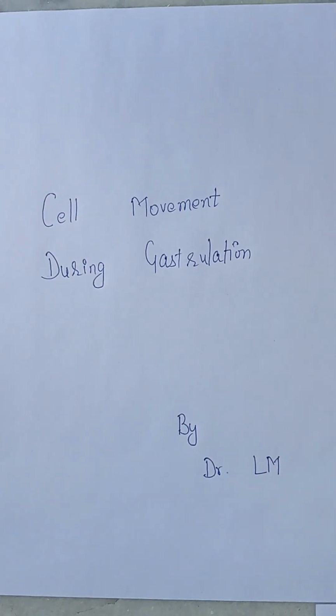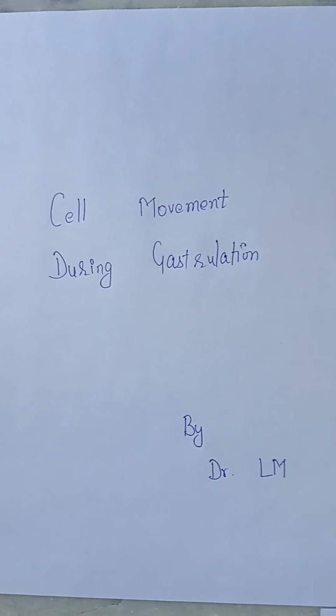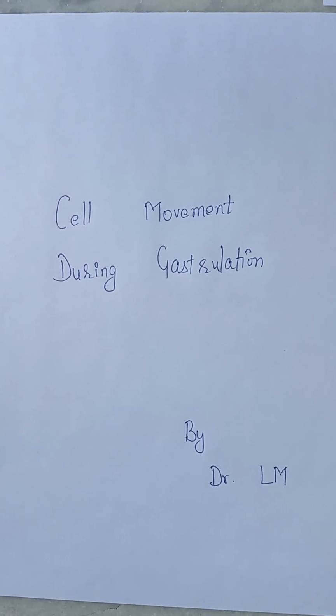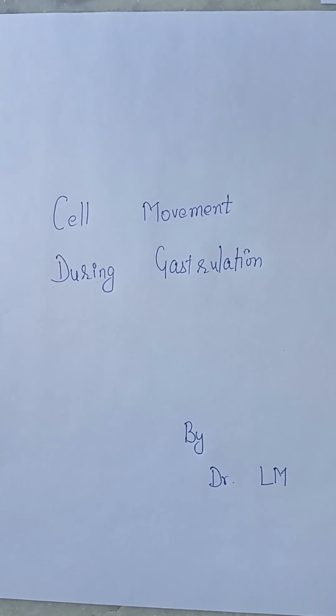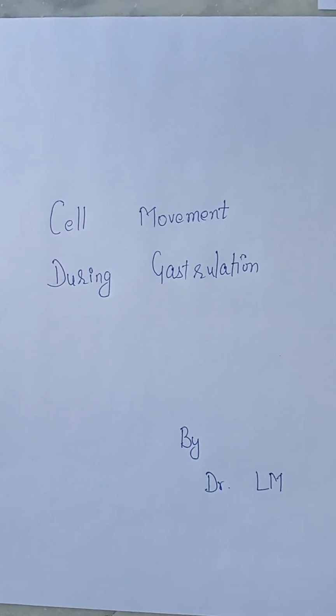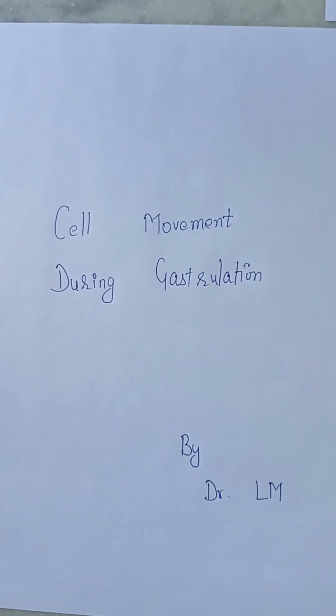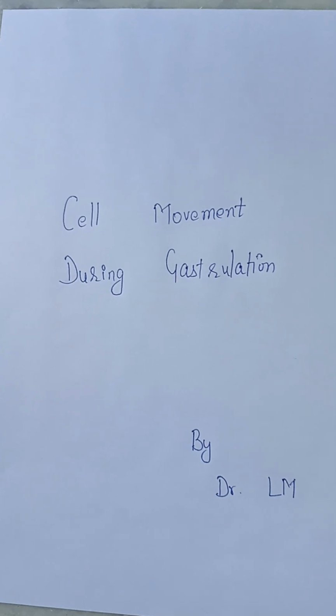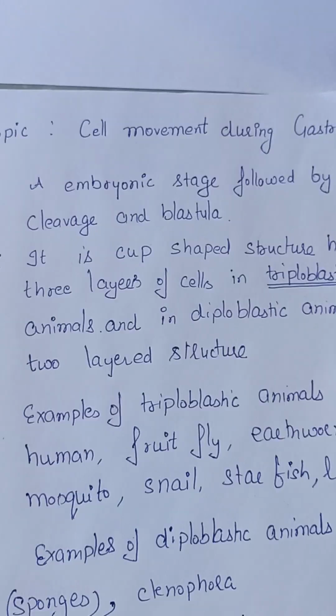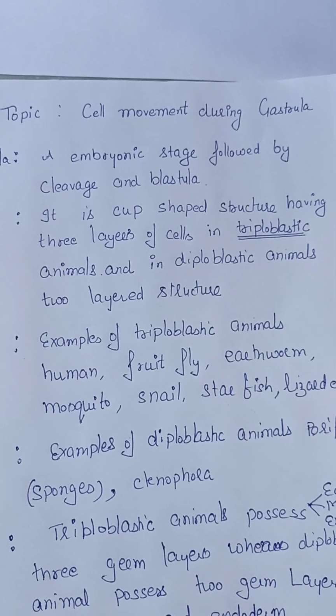Hello, welcome to the lecture. The topic for today is cell movement during gastrulation. Gastrulation is the process of formation of the gastrula. What different kinds of cell movements are there? Let us consider this topic in detail. The topic is cell movement during gastrulation.